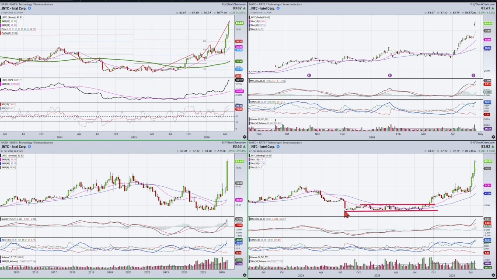Now, with a sideways channel, we know that we can break in either direction. It's possible that we could break to the downside. Typically, what I'm doing is using the higher time frame to help me decide whether I think there's a breakout to the upside or a breakout to the downside taking place. And when I look at this, I can see what was taking place on the monthly chart.